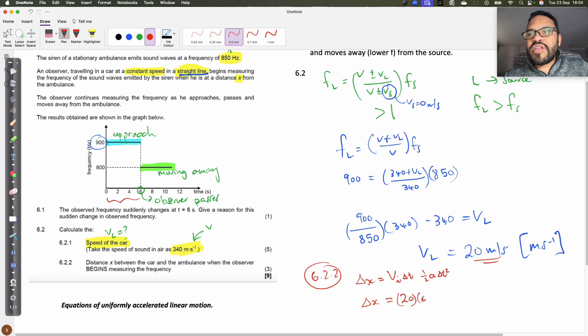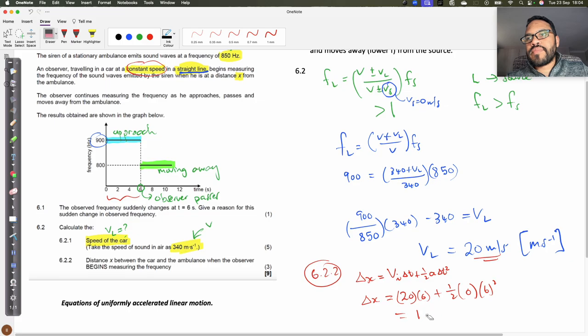We know it's going to do that for 6 seconds. Plus a half, we know that it's moving at a constant speed, and hence the acceleration is 0. And it's still 6 seconds, because that's the time that we're calculating it for. This whole term falls away, and then the distance becomes 120 meters. Are we together, people? Becomes 120 meters. Okay, and that's your answer.